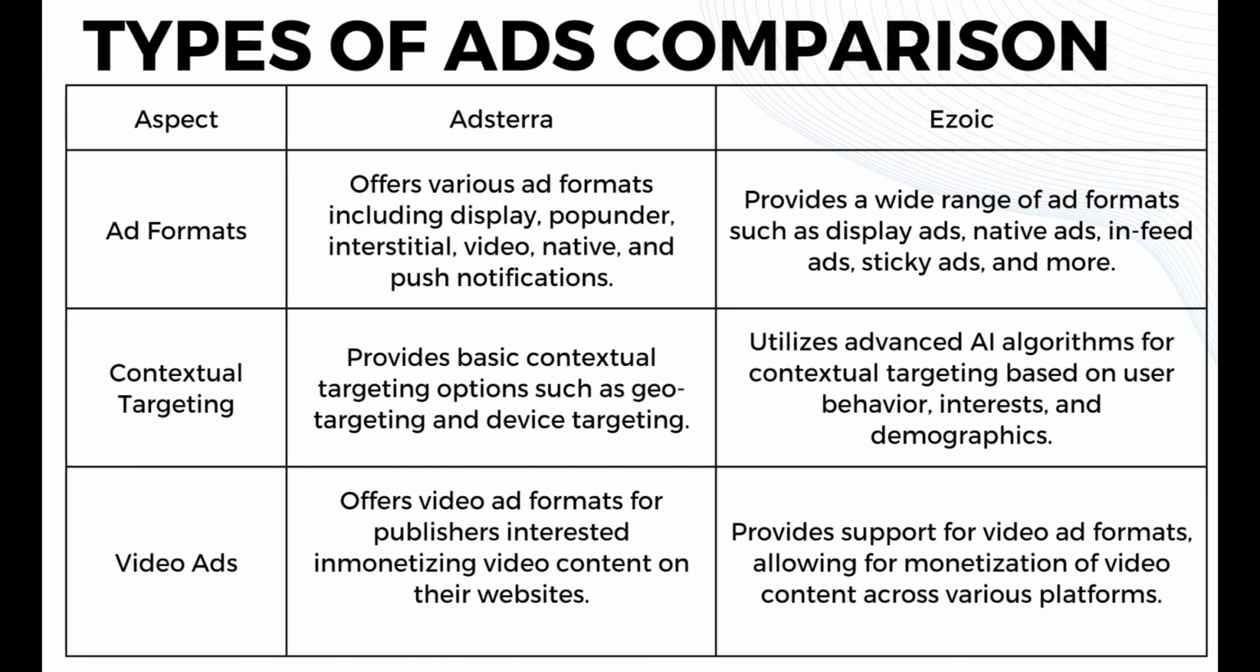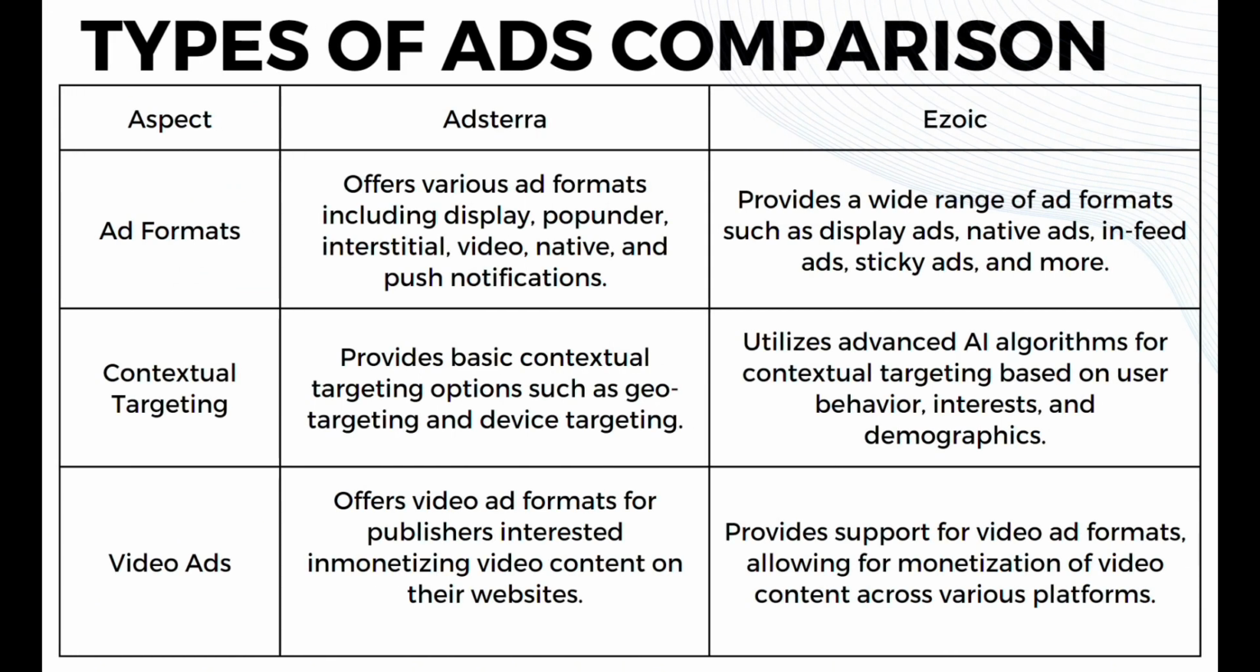Now moving on to the type of ads comparison. As you can see here, in terms of ad formats, Adsterra offers various ad formats including display, pop-under, interstitial, video, native, and push notifications, while Ezoic provides a wide range of ad formats such as display ads, native ads, in-feed ads, sticky ads, and many more.